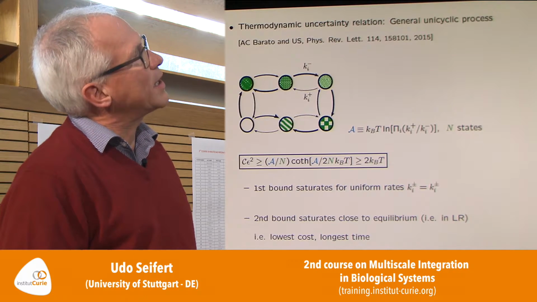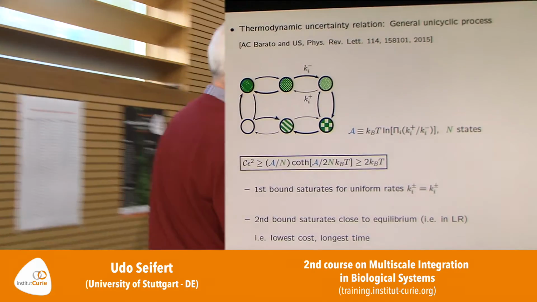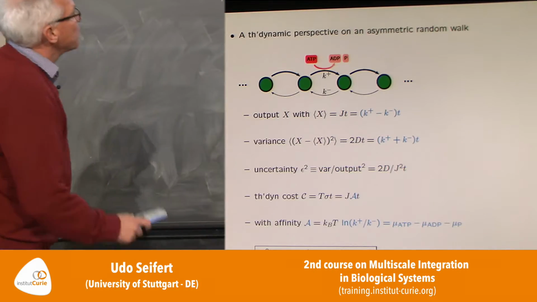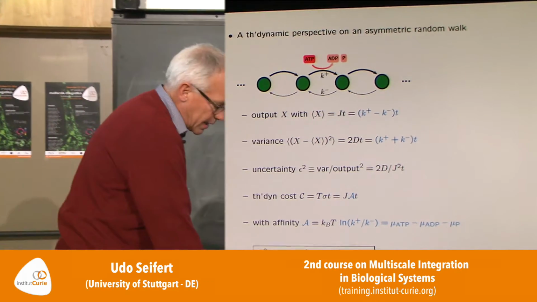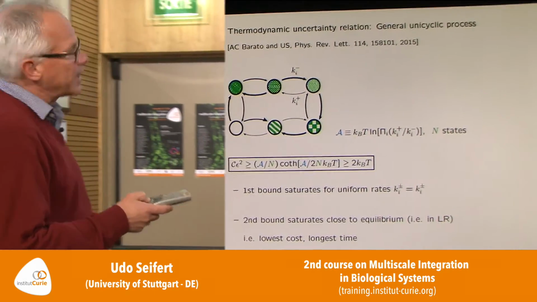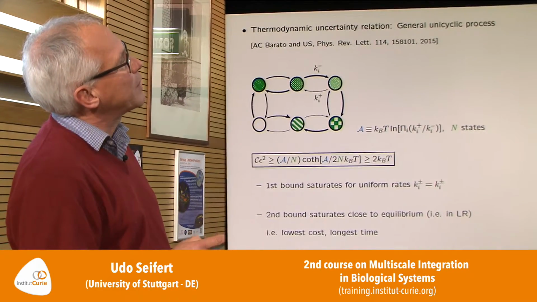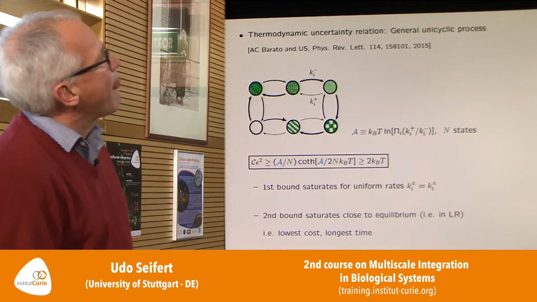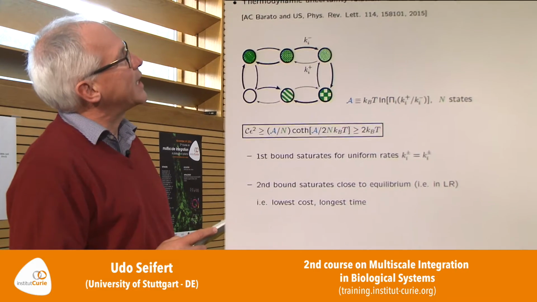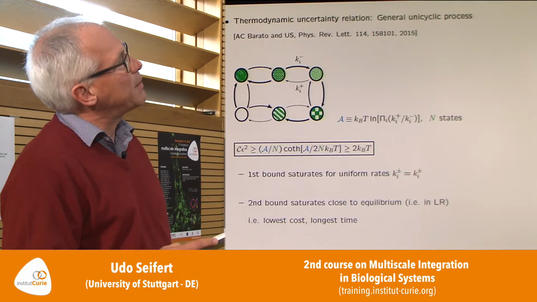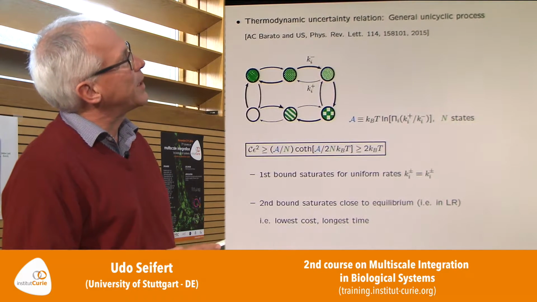So what about the cost? Now in this case, the affinity is given. In the former case, we had just the log ratio between backward and forward rate. In this case, you have the log ratio of the product of all forward and all backward rates. And you can show, this is what we had proven, you can show that again you have an inequality of that type, which now involves the number of states. But again, it's larger than 2 kBT.